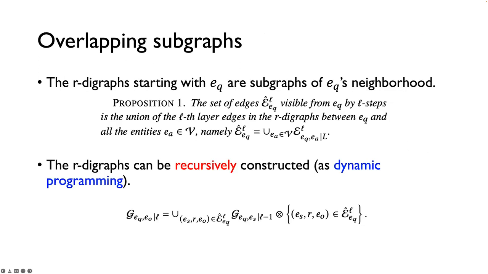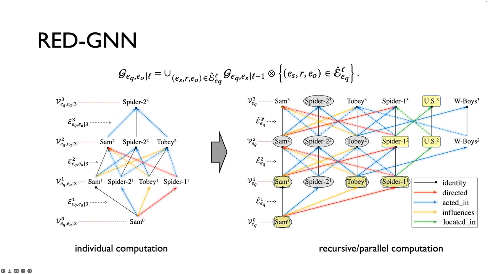To solve this problem, first we observe that many of the subgraphs with the same query entity EQ overlap, as in this equation. Inspired by the fact that overlapping subgraphs can be solved by dynamic programming, we find that relational digraphs can be recursively constructed as in this form. The relational digraph of the L-th layer can be constructed recursively based on the relational digraph with depth L minus one. This further inspires us to recursively encode the multiple relational digraphs as in the red figure.